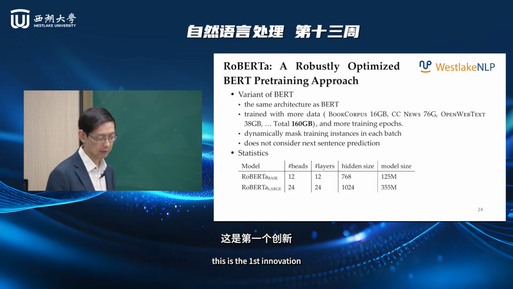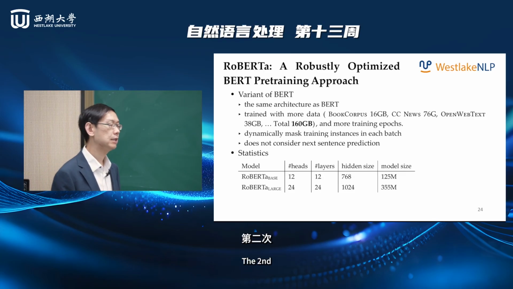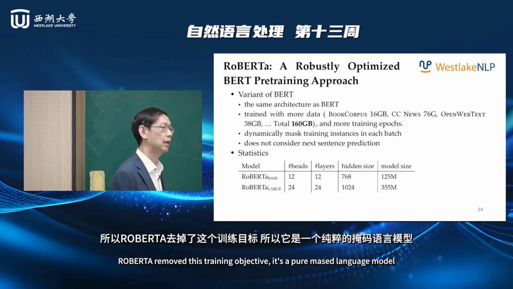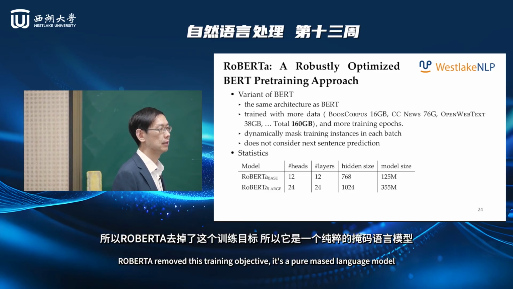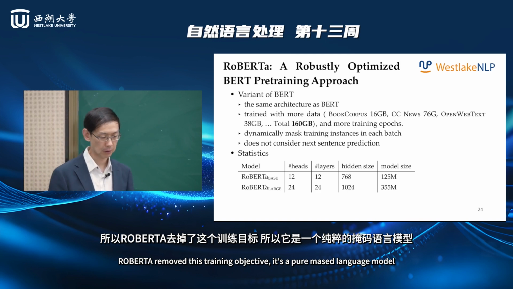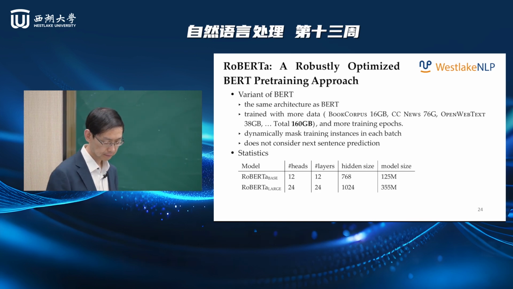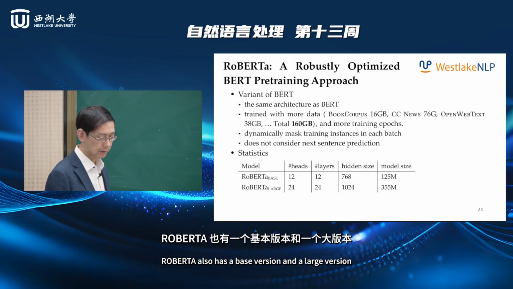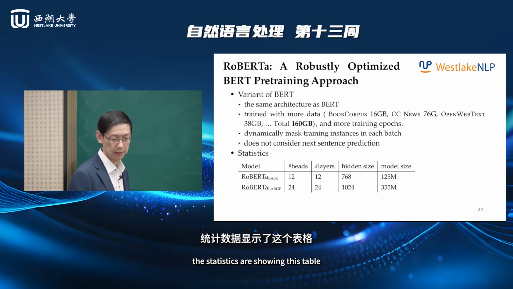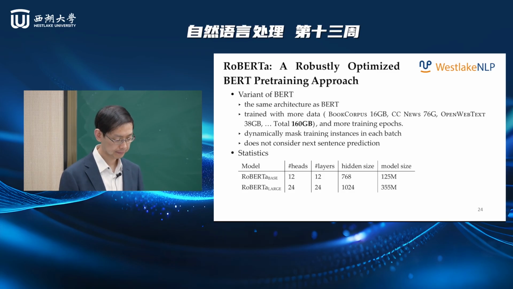So this is the first innovation. The second innovation is that Roberta found that next sentence prediction is not so useful. So Roberta removed this training objective. So it's a pure masked language model. Roberta also has a base version and a large version. So the statistics are shown in this table.